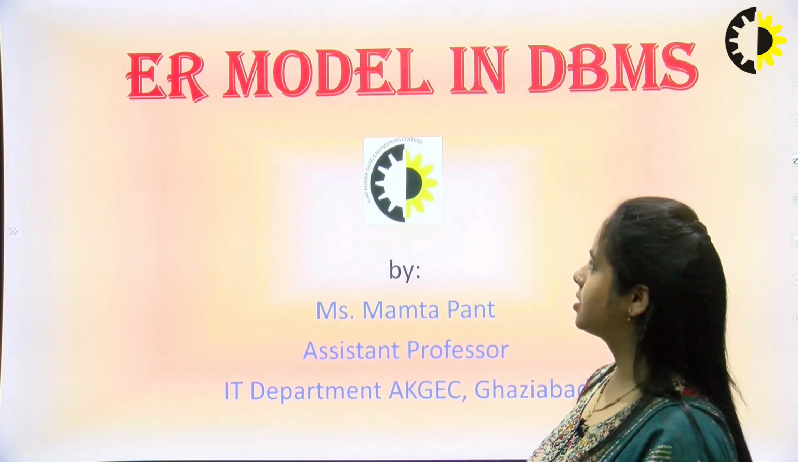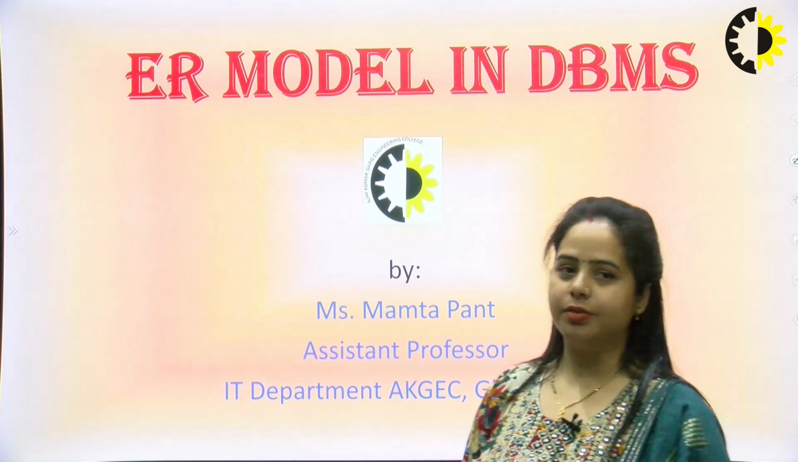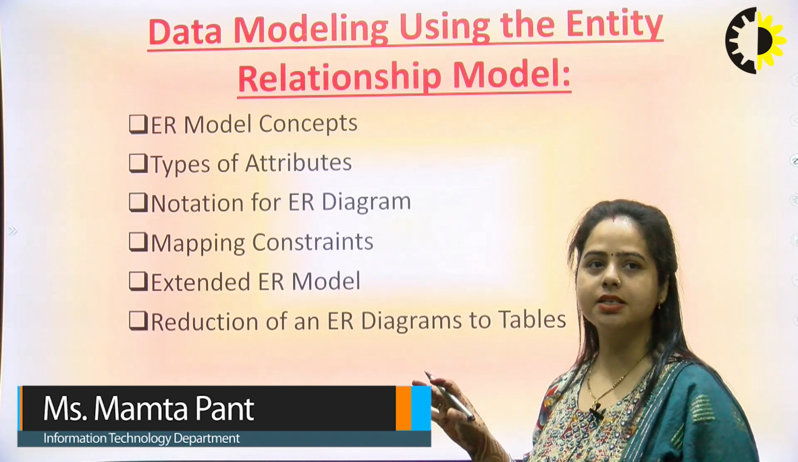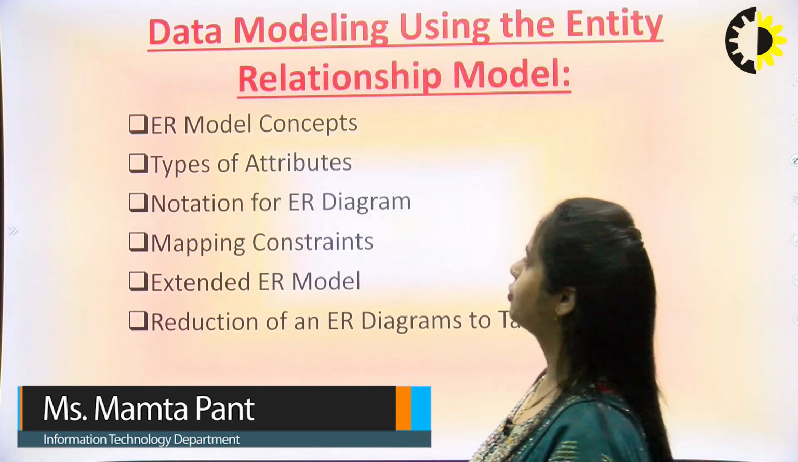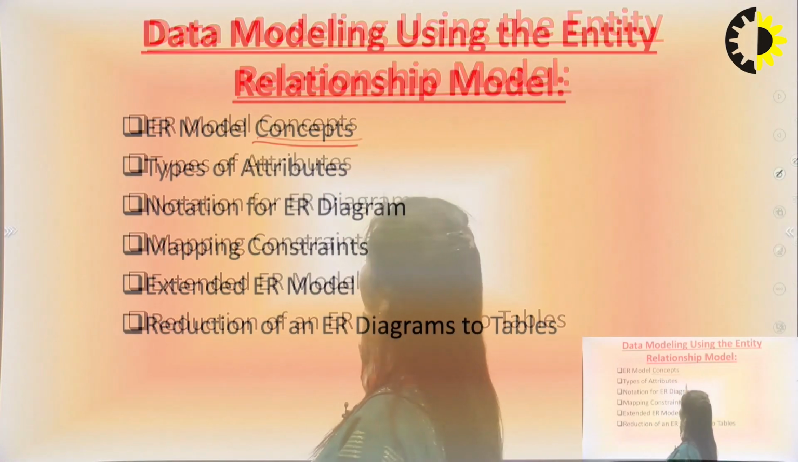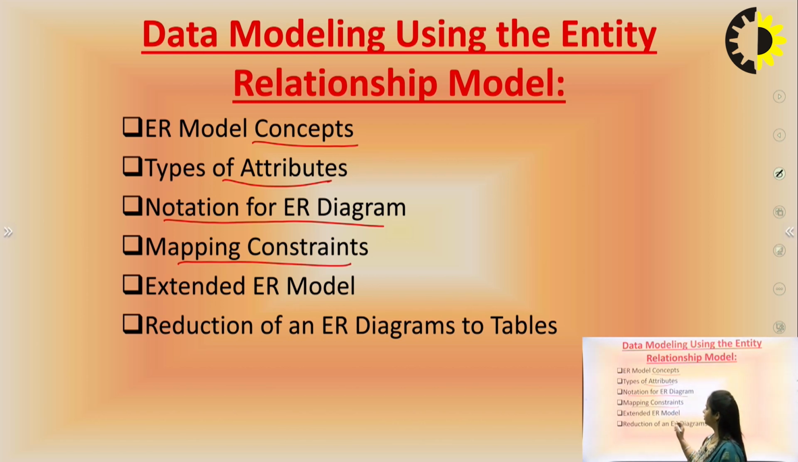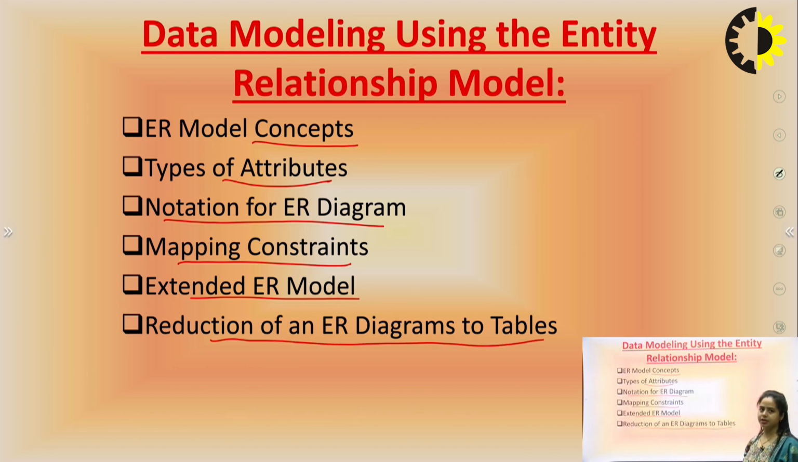Today we are going to discuss the ER model that we use in DBMS. So let's start. These are the headings which we will discuss in today's video lecture. First of all, the ER model concept: what is the ER model? What keywords do we use in the ER model? Next, the types of attributes. After that, the notation we use in the ER diagram. After that, the mapping cardinalities, and then the extended ER model. And at the very end, we will discuss how we reduce an ER diagram into tables in this video lecture. So let's get started.